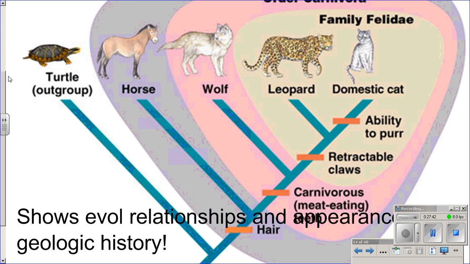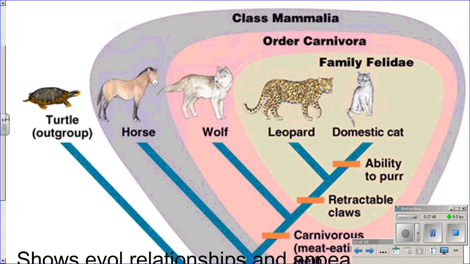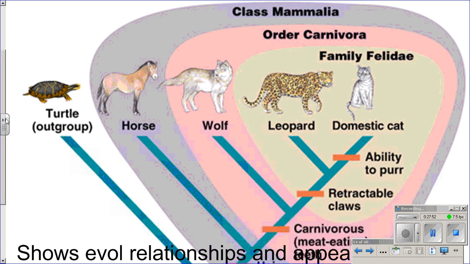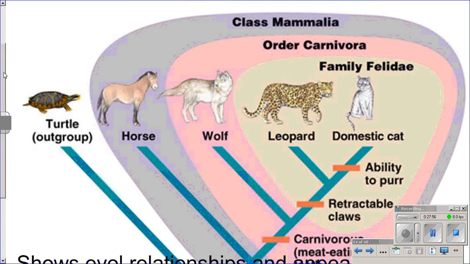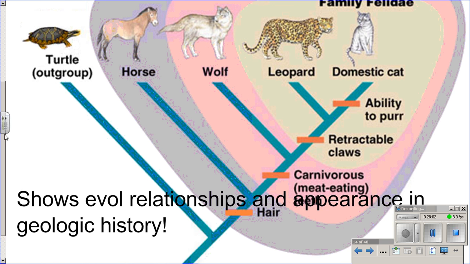All right, so basically, you can see that with the characteristics, you can also group them in their taxa. Everything is in class Mammalia except for the turtle, poor turtle. And then everything is a carnivore except for the horse, okay? But the horse has hair, and everything past it has hair. Turtle does not have hair. That would be awesome, like a little mohawk.